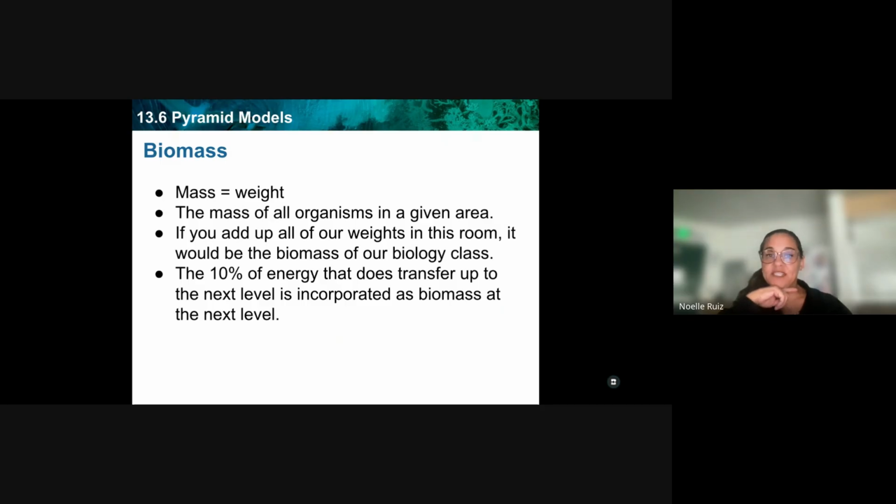The 10% of energy that does transfer up to the next level is incorporated as biomass at the next level. So the 10% that we keep gets incorporated into our cells and into our muscles and into our bones, wherever it needs to go to support us and keep us functioning.